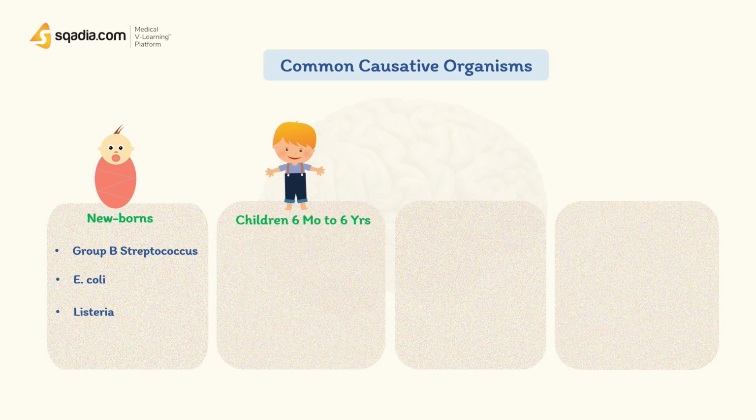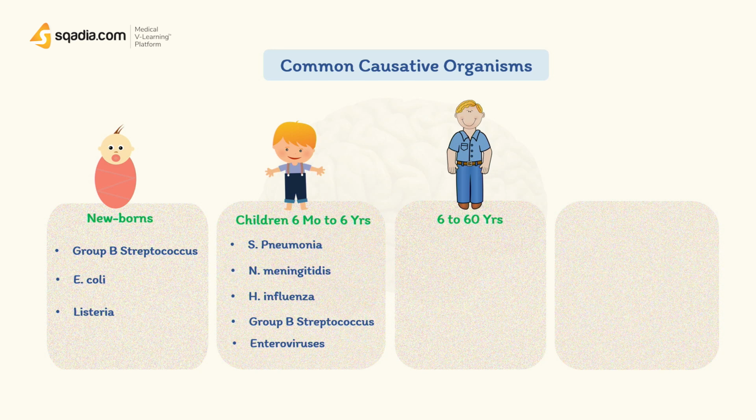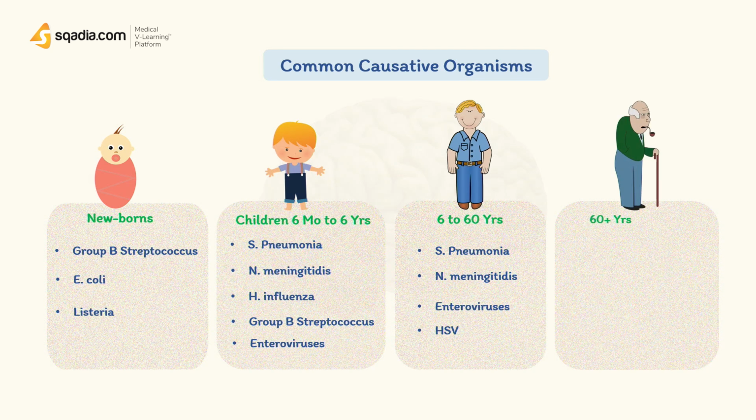In children from 6 months to 6 years, the most common causative organism is Streptococcus pneumoniae, then Neisseria meningitidis, H. influenzae, group B Streptococcus, and enterovirus. In young adults aged 6 to 60 years, the most common is Streptococcus pneumoniae, then Neisseria meningitidis, enterovirus, and herpes simplex virus. And in the elderly, the most common cause is Streptococcus pneumoniae. Then we have the gram-negative rods, Neisseria meningitidis, H. influenzae, and group B Streptococcus, and lastly Listeria, owing to the low immunity.